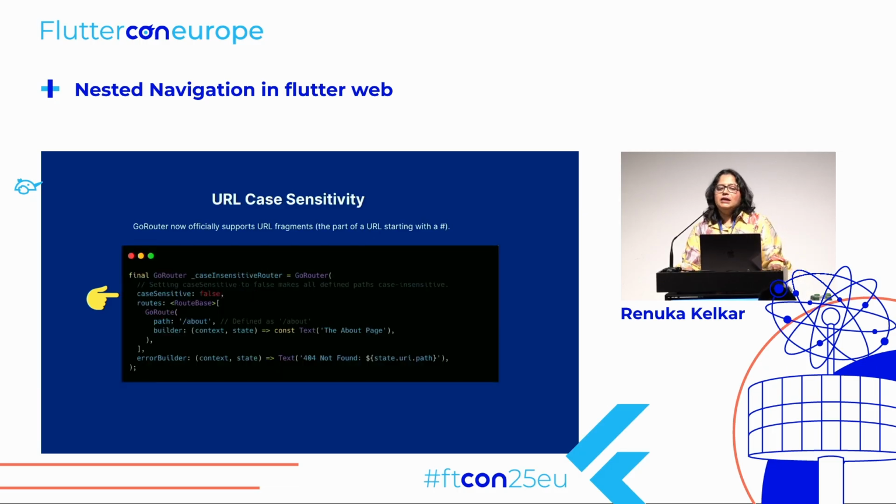Then the next thing is URL case sensitivity. Now Go Router supports case sensitivity. Sometimes it has happened to me many times that I give home page with a capital H and sometimes a small h, and it shows an error. It's optional, not compulsory. If you specifically mention that you need to keep case sensitivity off, then you can say false. Otherwise, by default it is true. So you can use that feature in your Go Router application.